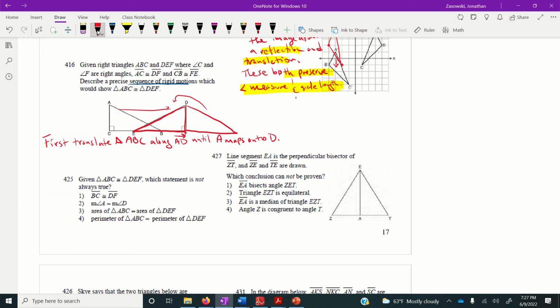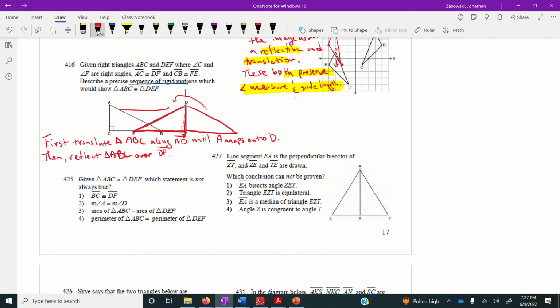All right, and then we're just going to reflect triangle ABC over line DF. And we're done. That's all we have to do. Once we reflect over DF, we're golden. The reason we're going over DF is because now our triangle's here, and this is the line we're going over.